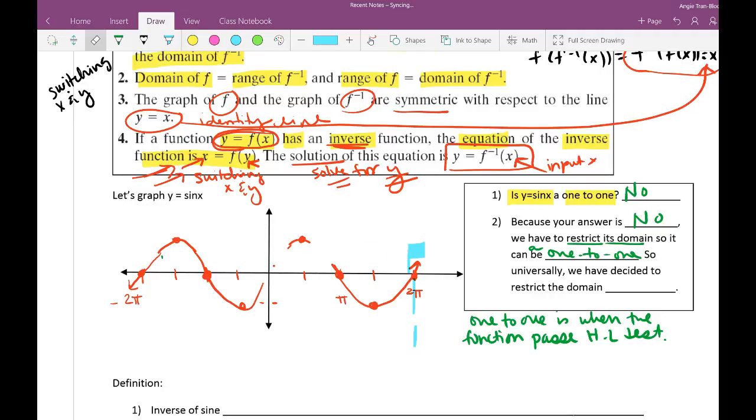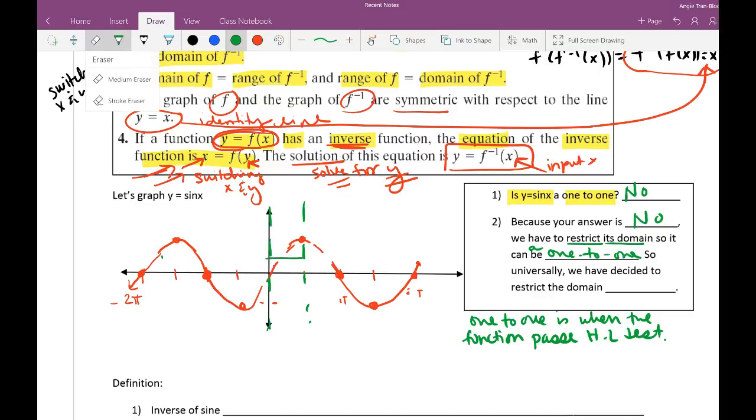So I'm going to say, hey, you know what? From 0 to pi is not a good idea because it's still not a 1-to-1. Let's draw a horizontal line test. Nope, it's still intersecting 2 times. So that's still not going to work, okay? So now we are going to erase that. How about if I cut it off from 0 to pi over 2? Okay, well that will work, but that's kind of short, isn't it?